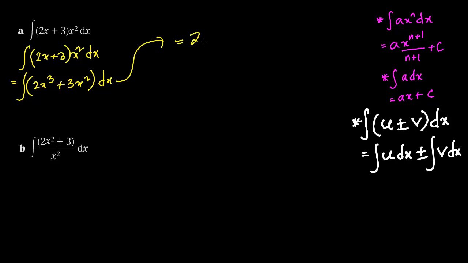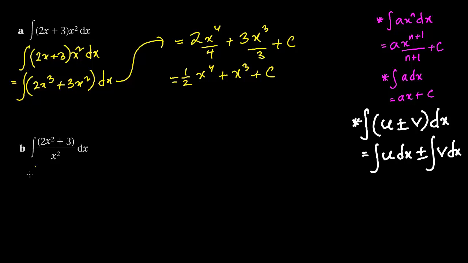So 2 is the constant, so x cubed would be x to the power 4 by 4, plus 3 is the constant, x squared would be x to the power 3 by 3, and we have the plus c constant of indefinite integral. So 2 by 4 would be half x to the power 4, plus 3 and 3 cancels, x cubed plus c. So the first thing we have to do, we have to simplify and bring it in the addition subtraction format, and then we have to integrate. But in the meantime, we have to keep giving the integration sign because we haven't integrated them yet.